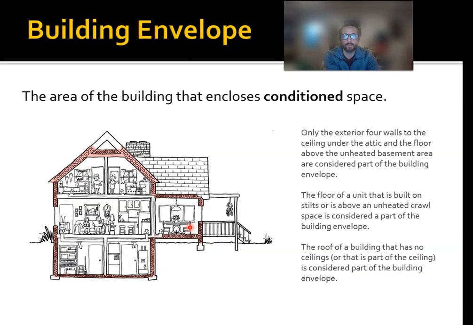through a surface. Okay. So the building envelope, as you can see here, is the area of building that encloses the conditioned space. Otherwise, it separates the conditioned space from the unconditioned space. Okay, so conditioned from unconditioned. Conditioned space is the area of the building that you actively heat and cool.